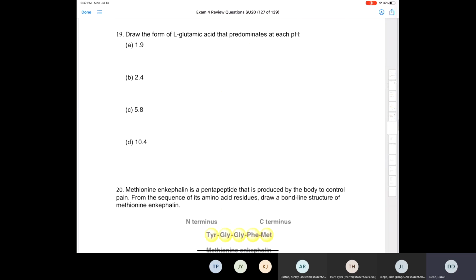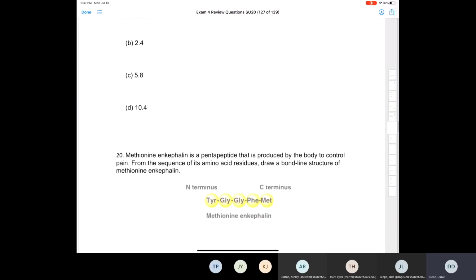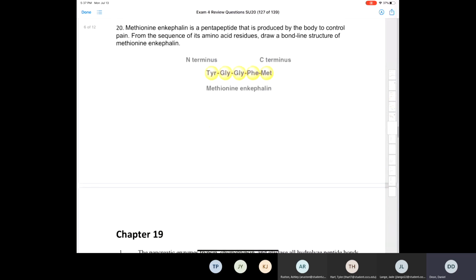Also, we've already gone over 19, or something like it that I would ask. So let's take a look at number 20. I think number 20 is a good question.